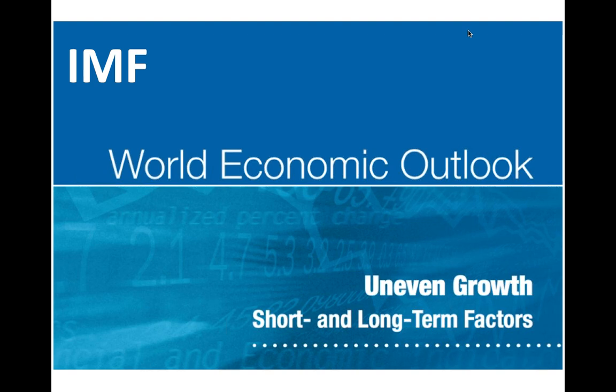This slide is taken off the front page of the latest IMF, International Monetary Fund, World Economic Outlook. I just want you to look at the bottom right hand side. It talks about uneven growth. That's hinting that the rate of change of GDP varies very widely across the world economy. And underneath it, it says short and long run factors.